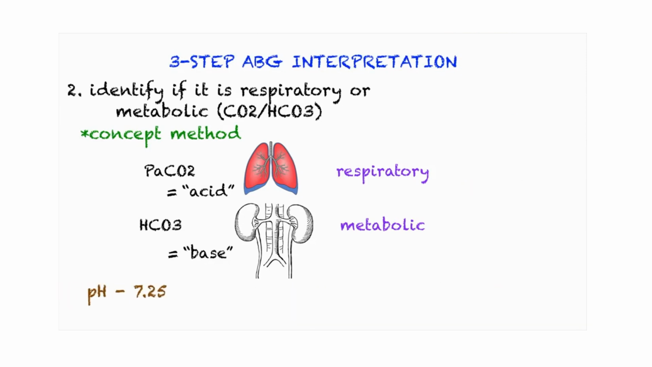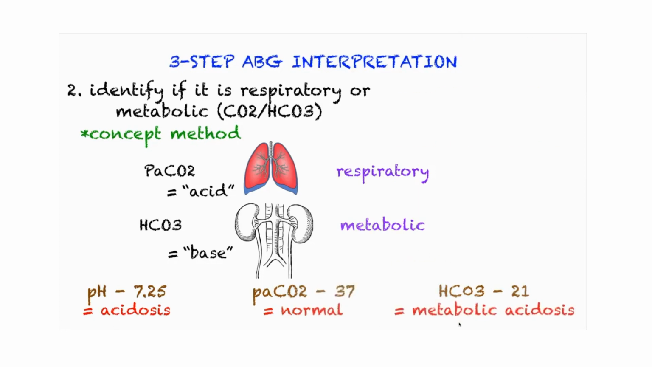What about this? 7.25, PaCO2 of 37, and bicarbonate of 21. Looking at our pH, is this acidosis or alkalosis? It is acidosis. Looking at our PaCO2, our normal is 35 to 45. So this is normal. Looking at our bicarbonate, our normal is 22 to 26. Since our abnormal is the bicarbonate and the CO2 is normal, do you have a metabolic or a respiratory condition? We have a metabolic condition. And since this is acidosis, we have metabolic acidosis.